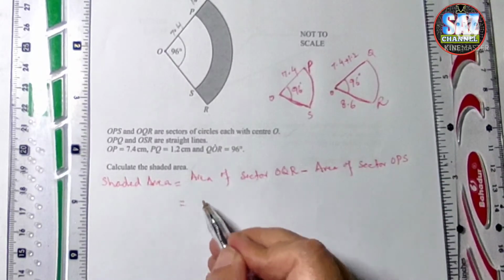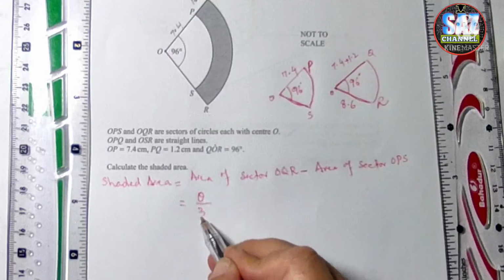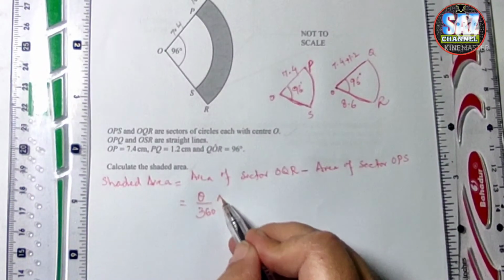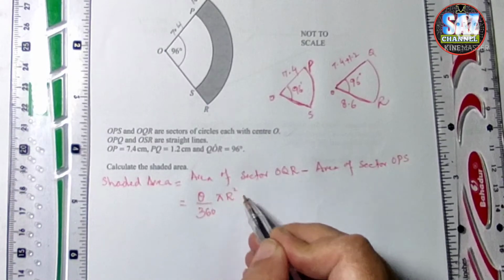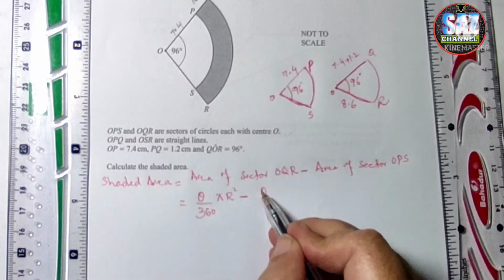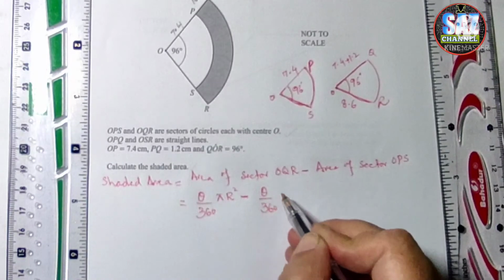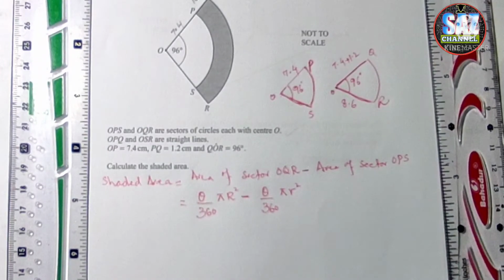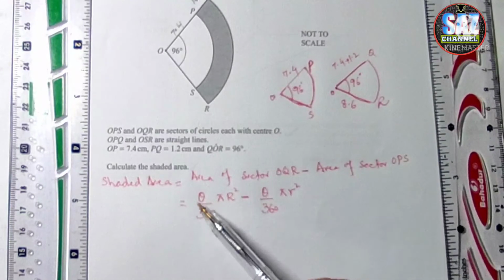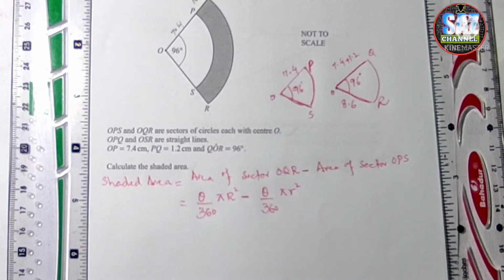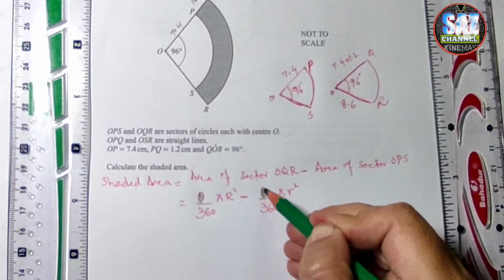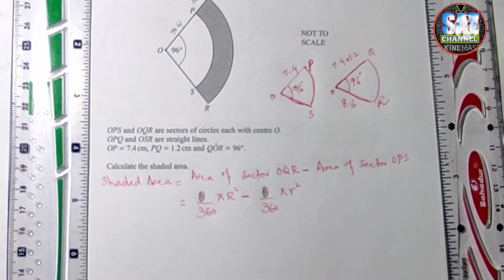The formula for the area of a sector is theta upon 360 multiplied by pi r square, minus theta upon 360 pi r square. Why am I using two r's? Because the bigger sector will have a different radius and the smaller sector will have a different radius, but theta, the central angle, is the same in both cases and pi is the same, so I will be keeping them as they are.